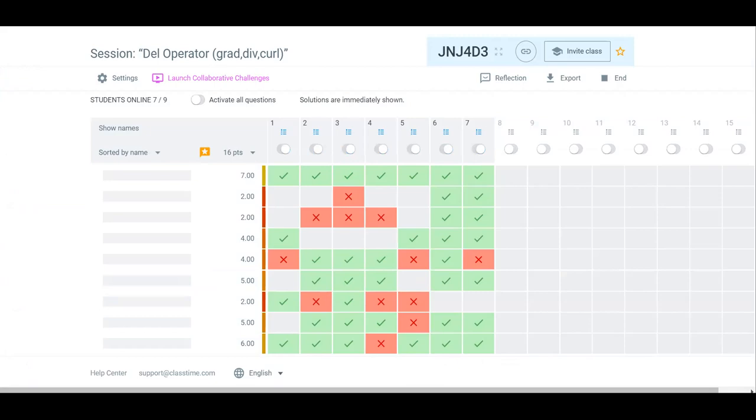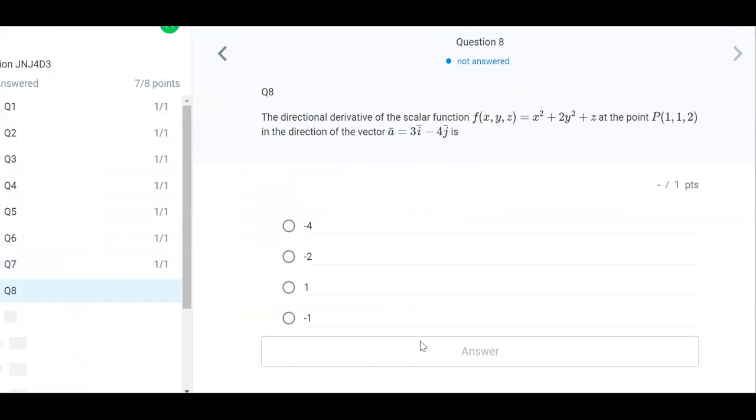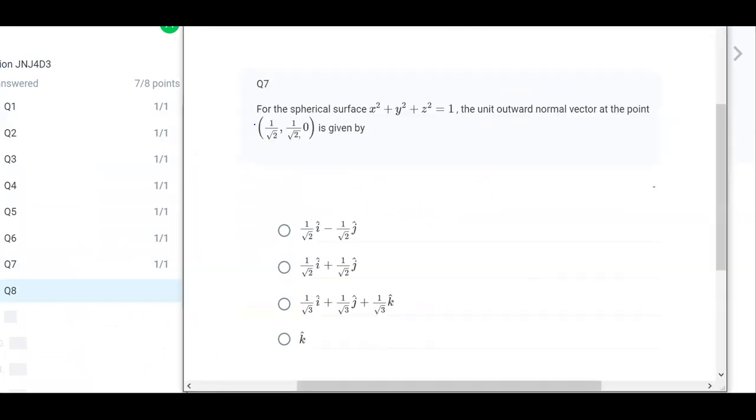Look at the next question. Again, a simple problem, directional derivative. With so much practice, I would say that you should do it within 2 minutes.